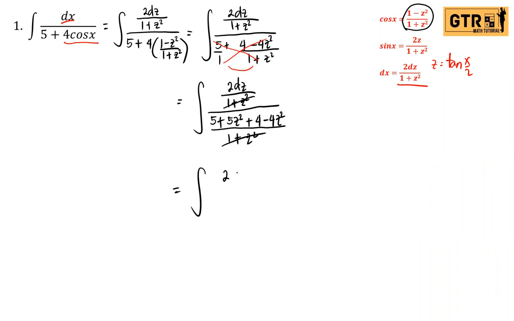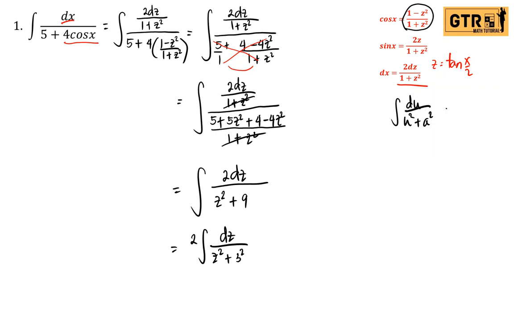So therefore, we have 2dz over, so let's combine this, 5z squared minus 4z squared. So that is equal to z squared. And then 5 plus 4, that is equal to 9. So it is now in the form integral of du over u squared plus a squared. So just move the constant 2 outside. So we have 2 times the integral of dz over z squared plus 9. Let's express 9 as 3 squared. So it's now in this form.